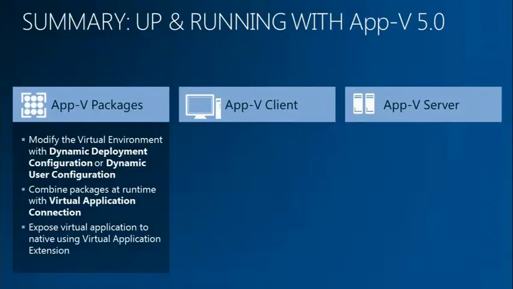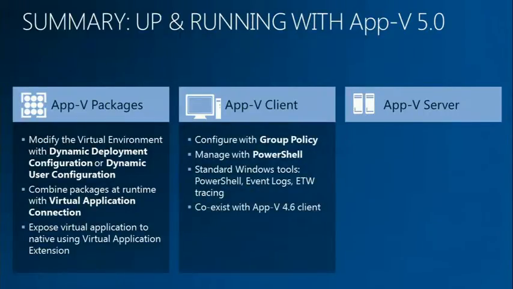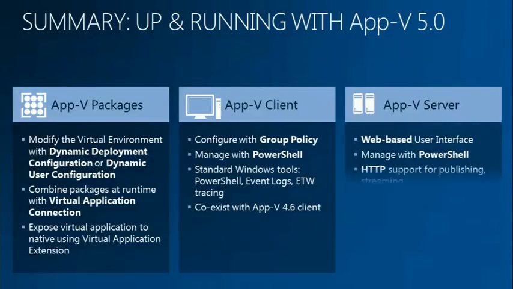Also not listed here, obviously migration is important. We go to a new package format. We have a package conversion tool. On the client, I actually didn't even have a chance to mention this, but we now support group policy, so you can configure our client using group policy. Manage with PowerShell. Again, we have a talk about this tomorrow. We use standard Windows tools, so event logs, ETW tracing, and coexistence. I talked about this at the beginning, but you can now run 4.6 alongside 5.0 and stagger your migration until you're all the way over to 5.0.